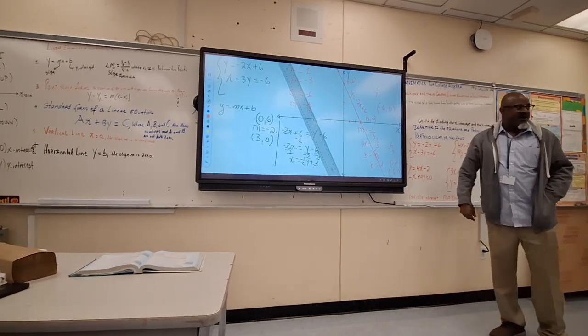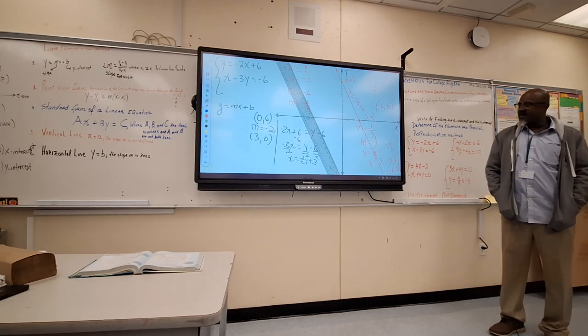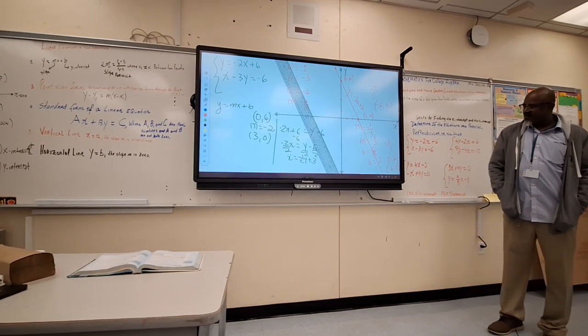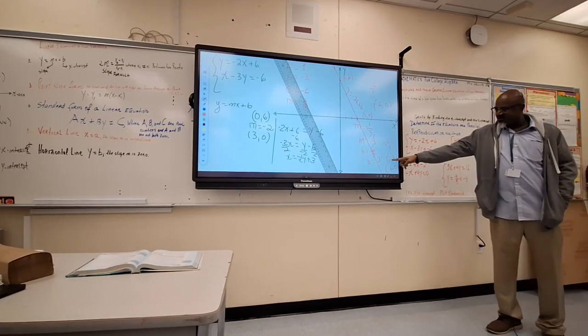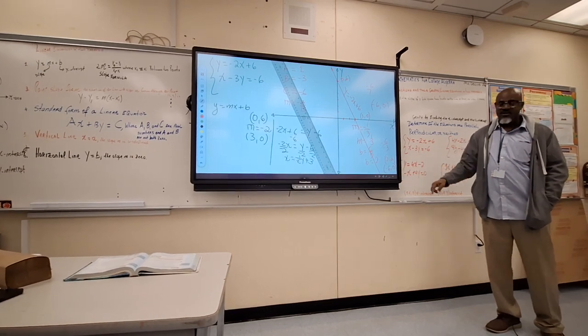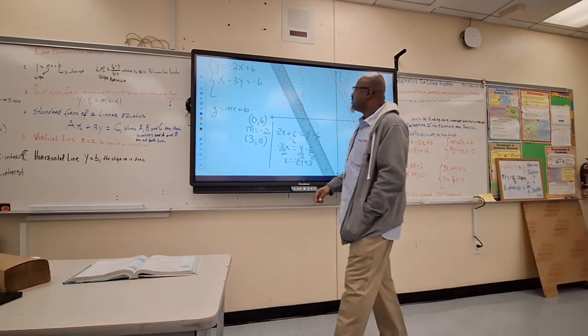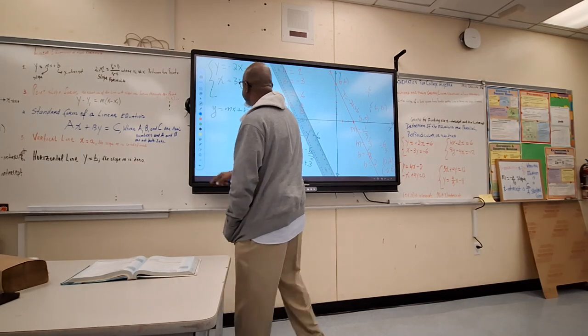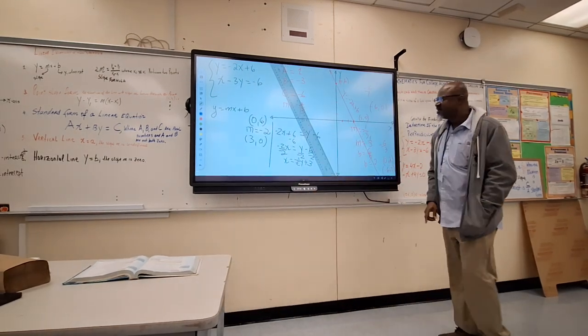Right? Now I need to do the other one. The other point is what? (0, 2). Right? So I'm going to plot (0, 2) with a different color. What direction?